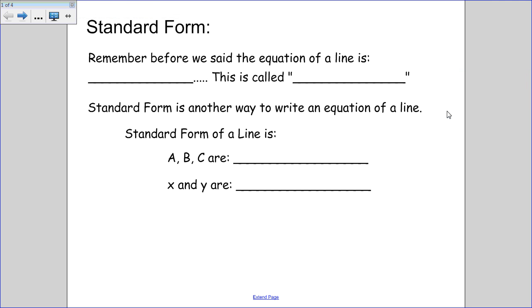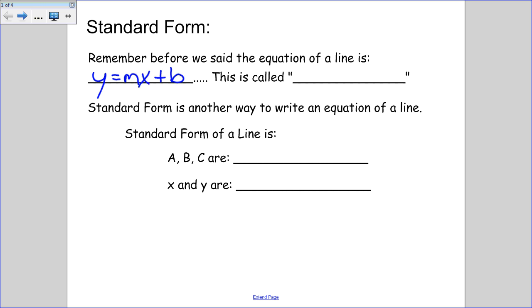All right, this is video 2 on standard form of linear equations. So let's talk back what we had before. Remember, we've been saying that the equation of a line is y equals mx plus b. Okay, this is an equation of a line.